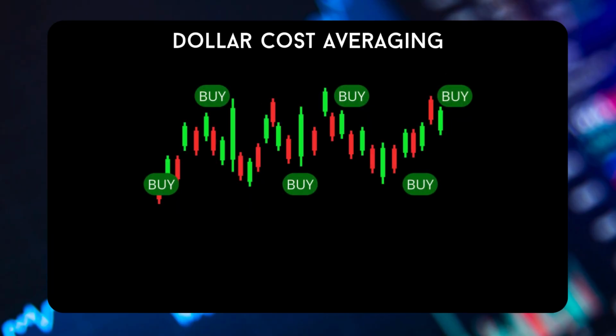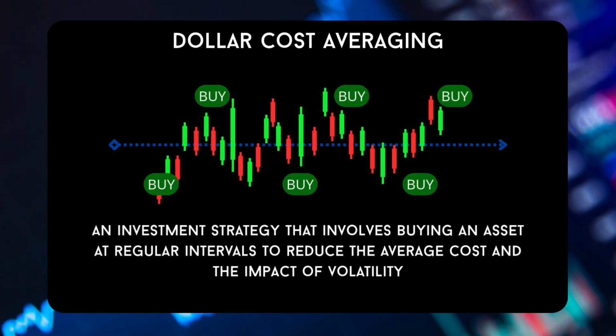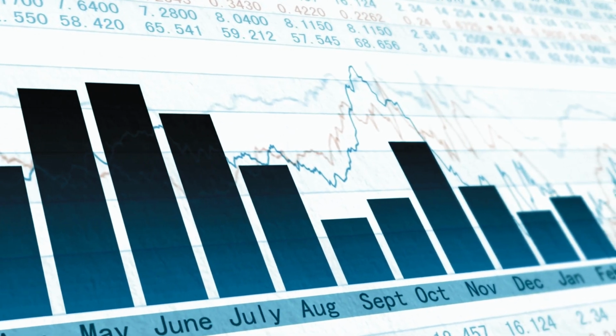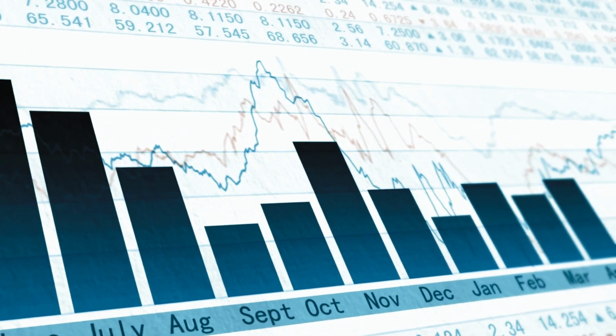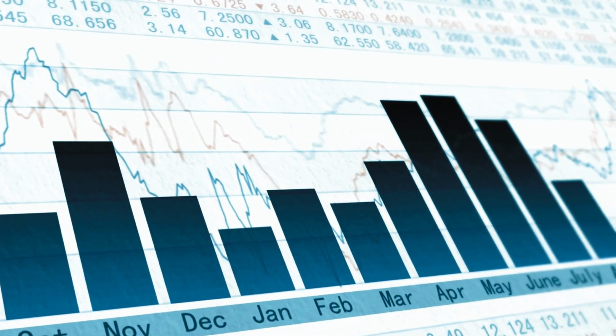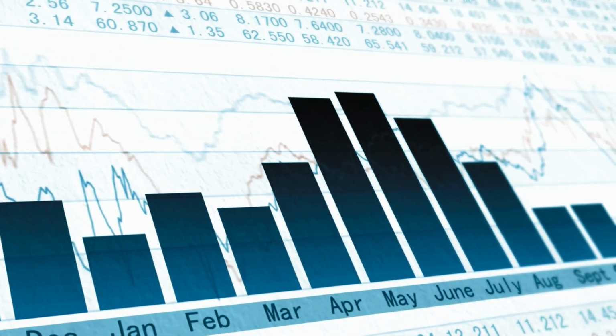So, dollar cost averaging, or DCA, is an investment strategy in which you buy an asset at a regular interval. The goal here is to reduce the average cost of your investment and lower the impact of volatility. In its traditional sense, DCA is mostly used for long-term investment, and the most common recommendation is to buy equal portions of an asset following a set schedule, for example, each week or each month.